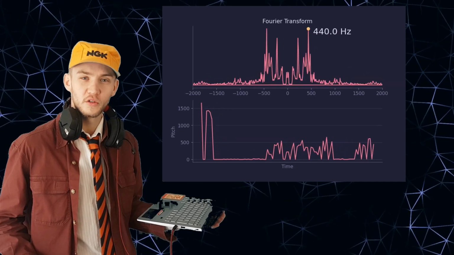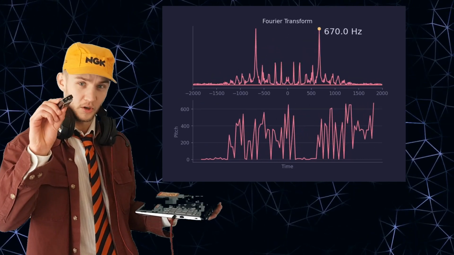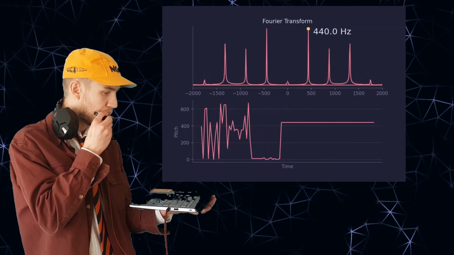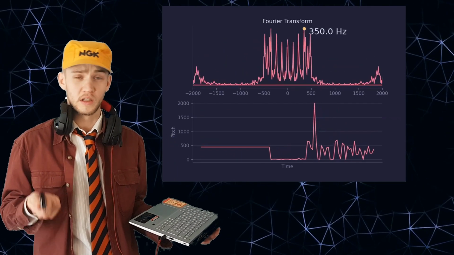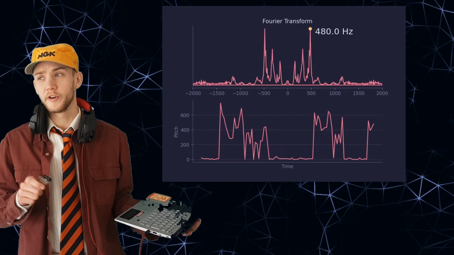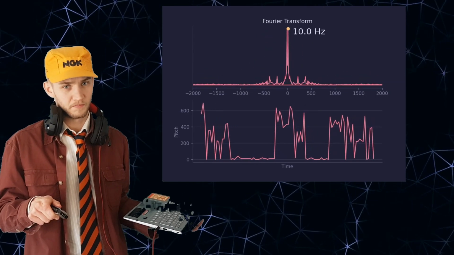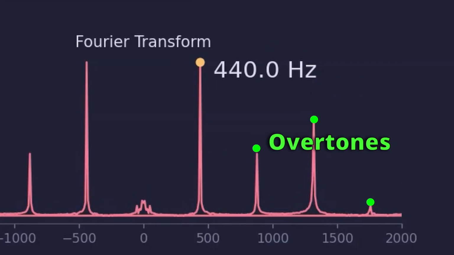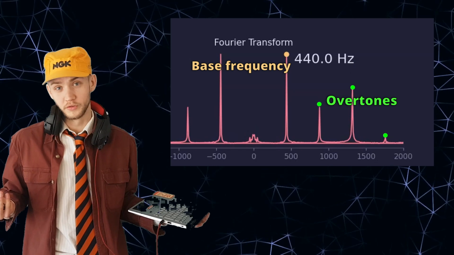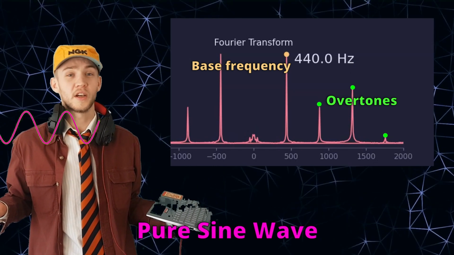To make sure it's accurate, let's play a middle A on this harmonica. As expected, the dominating frequency is 440 Hz. However, there's a lot of overtones being registered. Without these overtones, the sound would just be a pure sine wave.